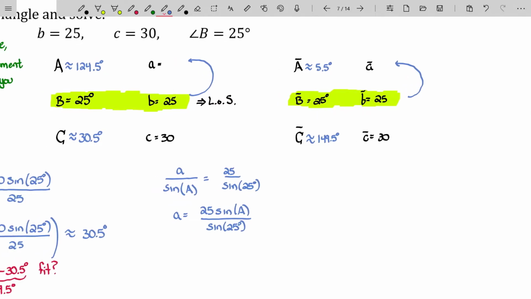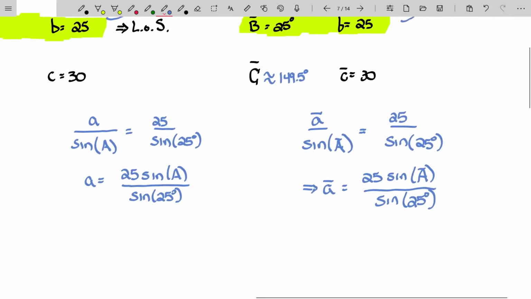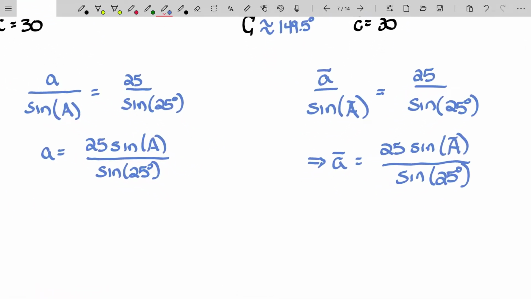Using the law of sines on A bar, well, side A bar is to the sine of angle A bar, as side B bar, which is 25, is to sine of angle B bar, which is 25 degrees. And therefore, side A bar is 25 sine of angle A bar over sine of 25 degrees. The reason why I wrote both of these out before computing them is for you to notice they're actually the same exact computation, but with just different angles in that sine in the numerator. And so I'm going to take advantage of that.